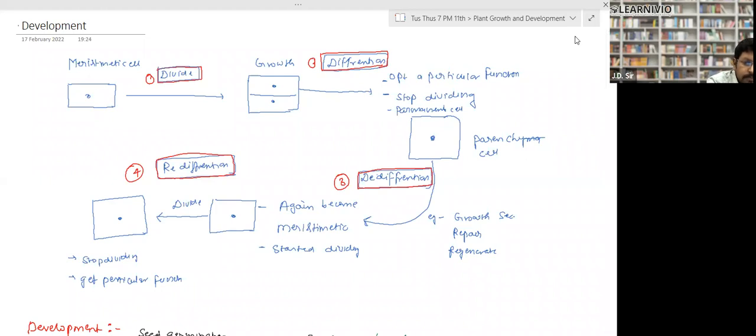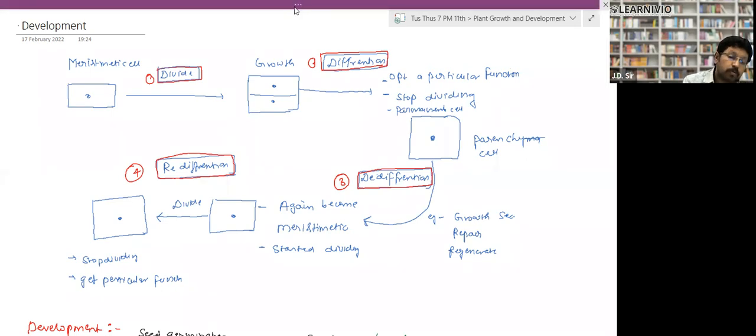Look, this is one more part of development. What are differentiation, dedifferentiation, and redifferentiation? And here you have to note this down. First I will explain what these points are. Differentiation, dedifferentiation. It's also part of development.